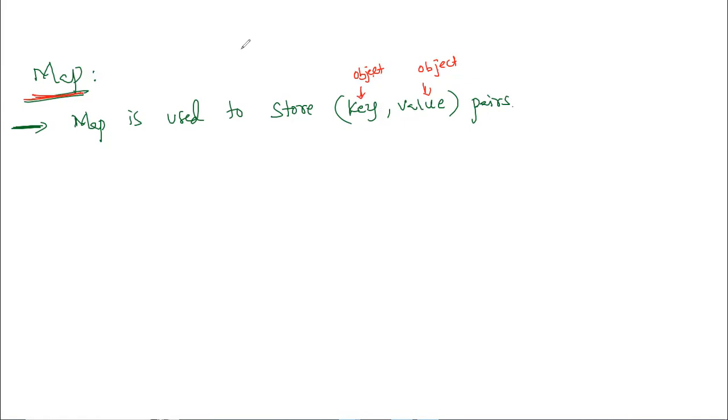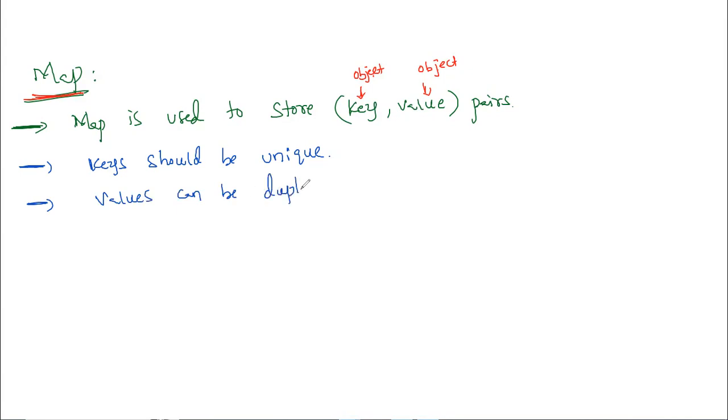Then what are the properties for these keys and values? Are duplicates allowed or not allowed? Here keys should be unique, and values can be duplicates.